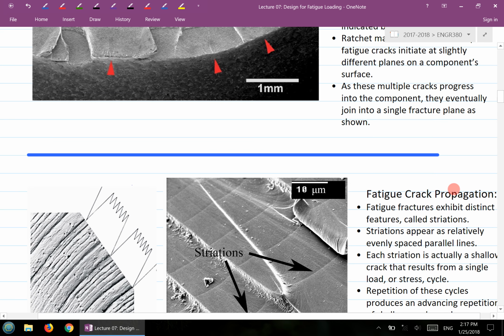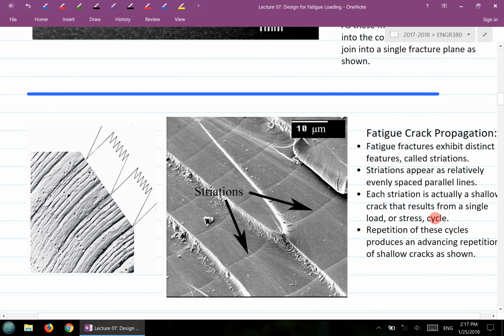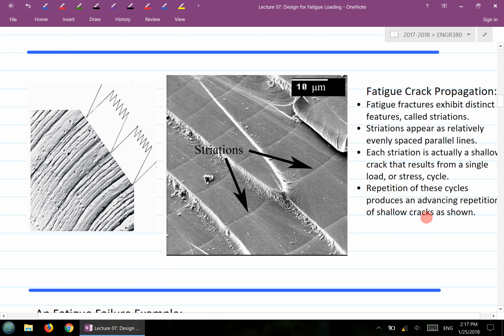If we zoom into really small dimensions, really small scales, you will see that fatigue fractures exhibit distinct features, the so-called striations. These marks here are striations. It's basically like the waves on the beach. You'll see the marks left by the waves, and that's the mark left by each cyclic loading, by the repetitive cyclic loadings applied to the part.